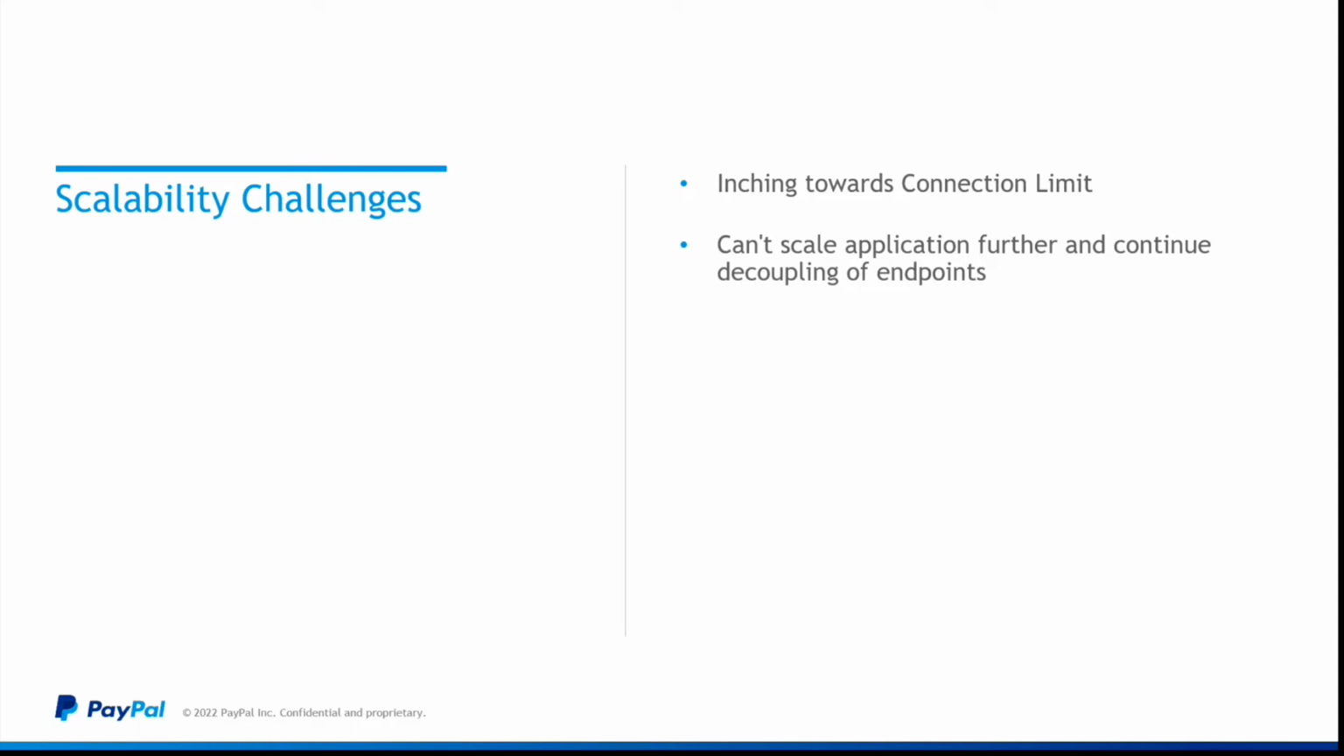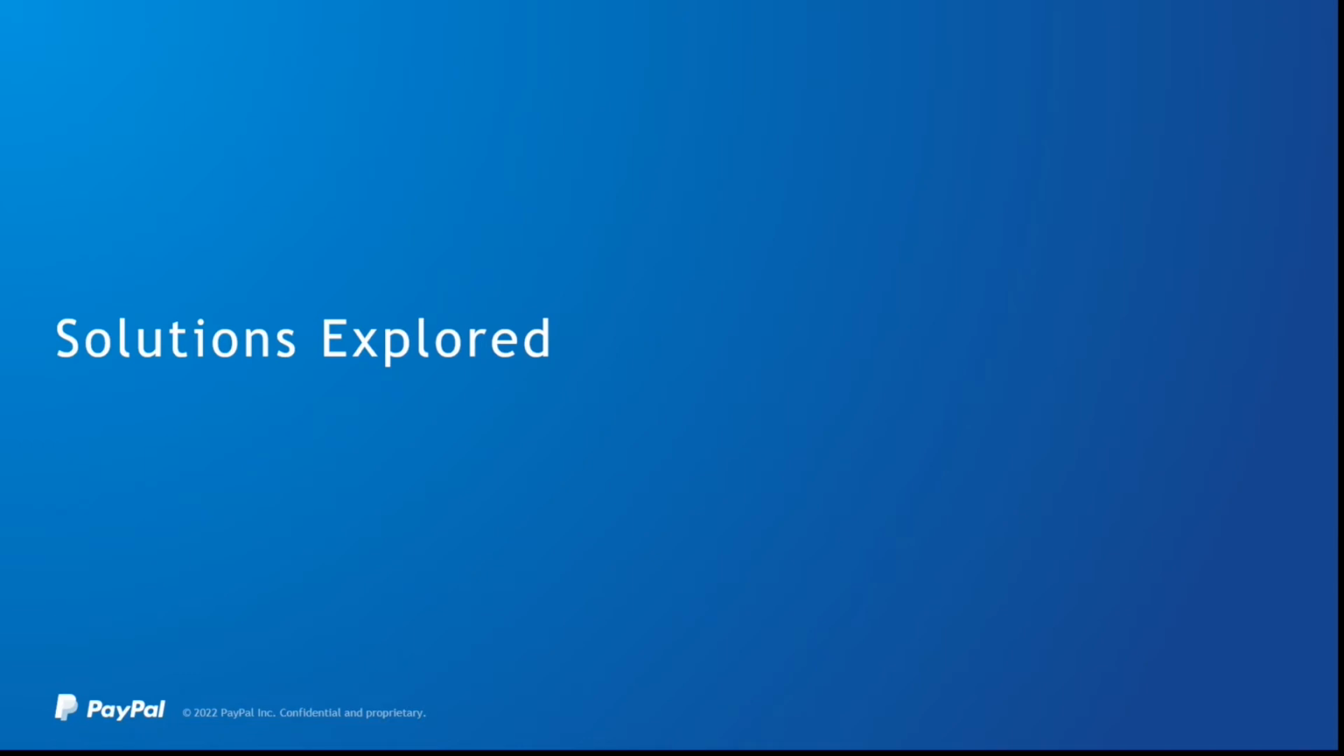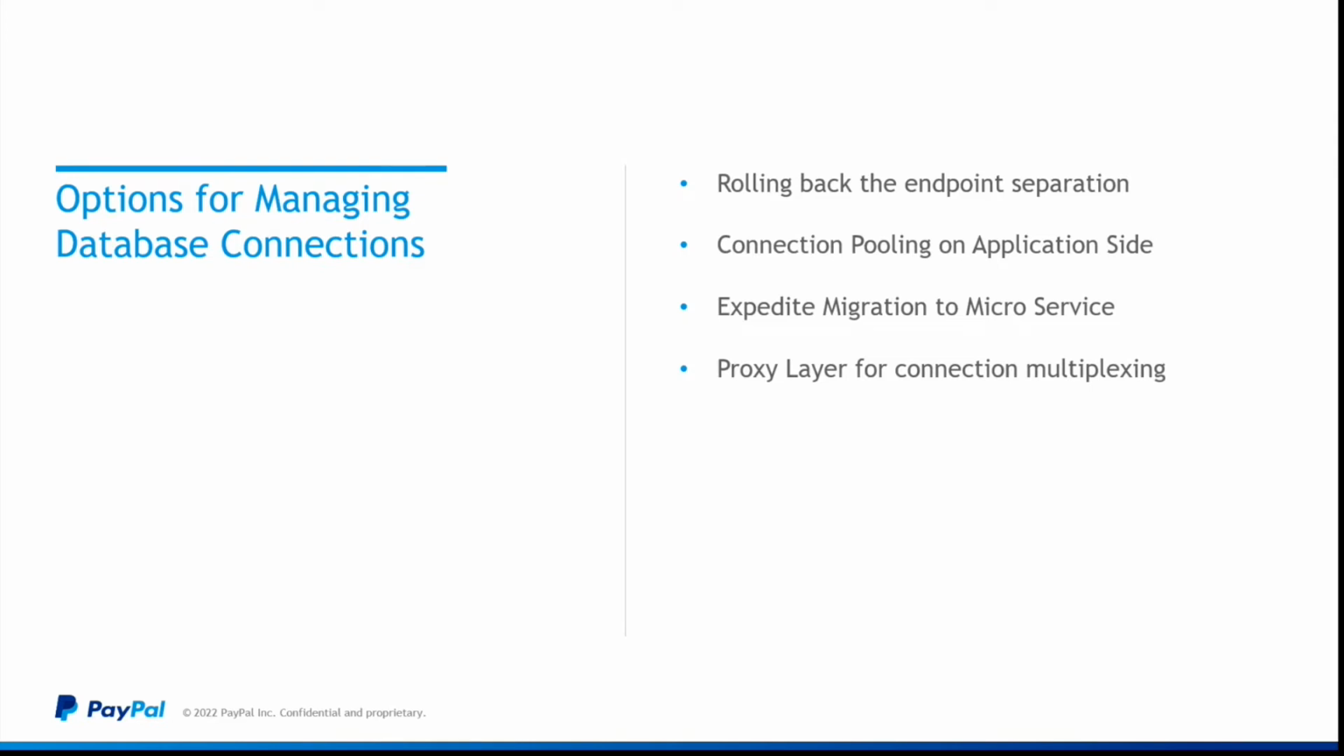Now let's talk about some of the solutions we explored to overcome these challenges. One quick way would be to roll back the endpoint separation for managing database connections, so that we can go back to when we had good enough room, before we started breaking down the endpoints into separate namespaces. But that won't be the right thing to do in terms of stability on the platform, nor the right thing for our customers, because having stability means better performance for our customers.